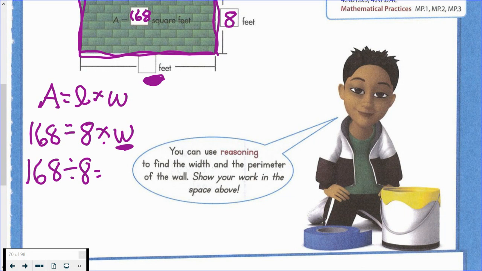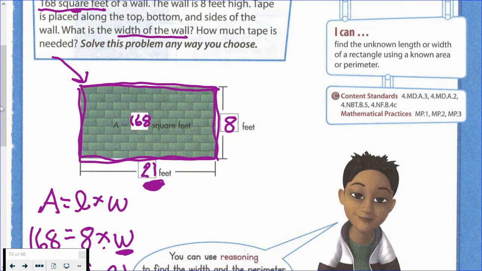So find a calculator. If you need to pause the video to hunt one down, do that. Remember, every smartphone in your house, every computer, every device has a calculator somewhere on it, almost every single one, okay? So if I type into my calculator 168 divided by 8, I get the number 21. So we just used the area equation and the inverse operation to figure out the width of the wall. It is 21 feet.